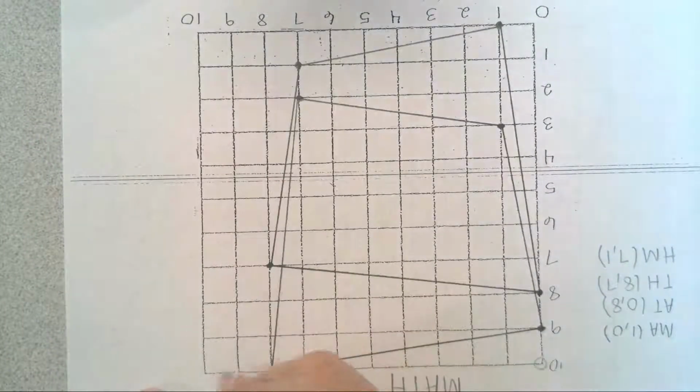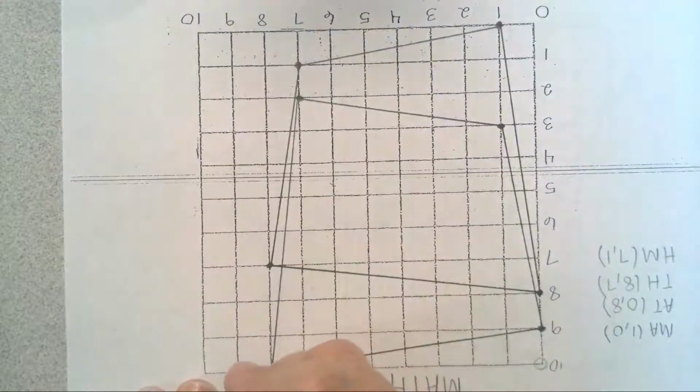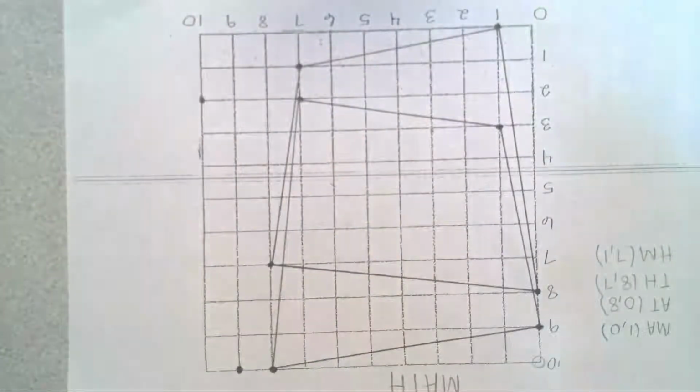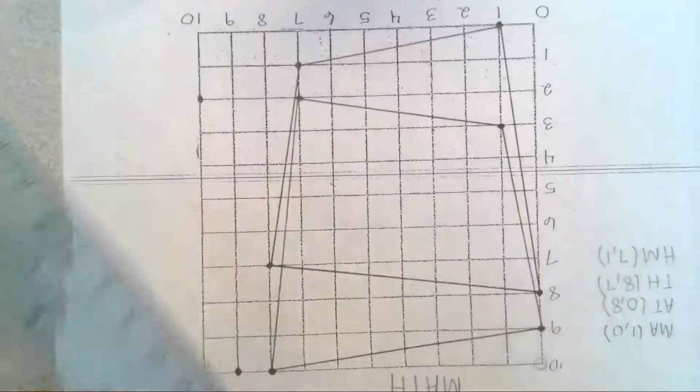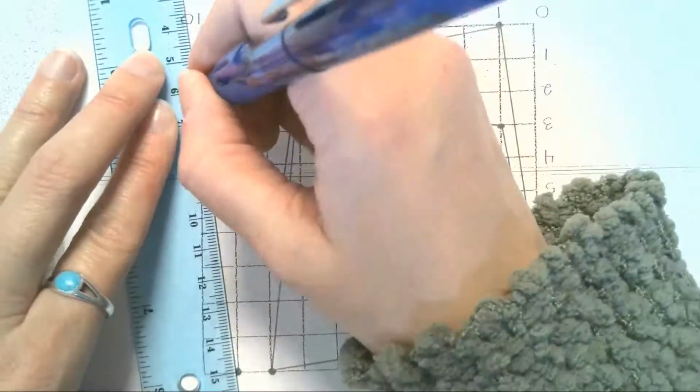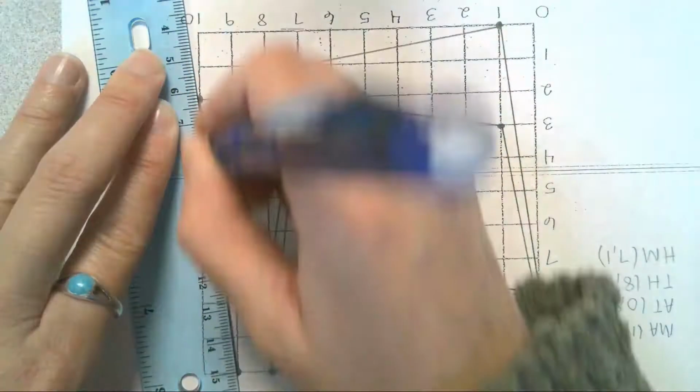So my new origin now is down on the bottom left, and so this is my new 1, 0, and my new 0, 8 is up there. And then I can go ahead and connect them. We're just going to keep doing this until we have 4 figures written on our graph.